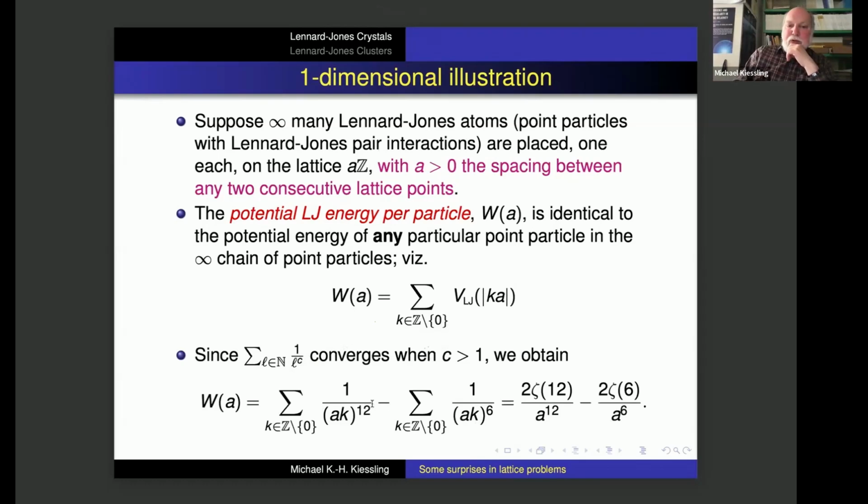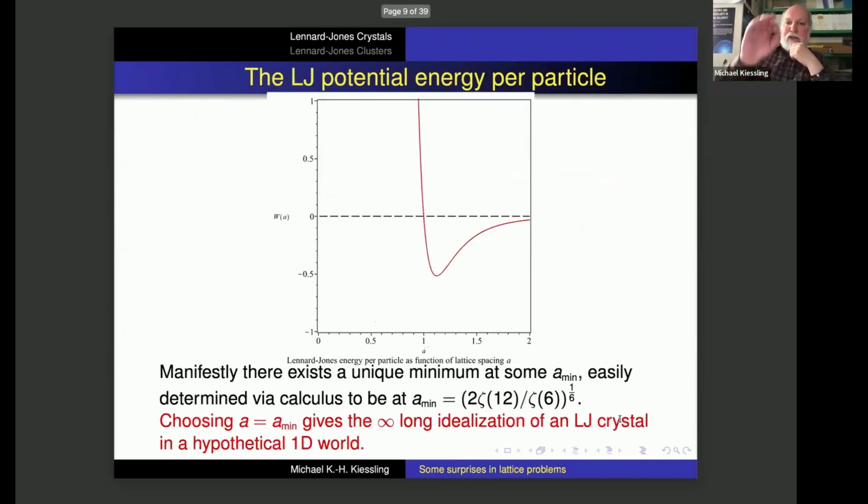You can just work that out, and by scaling the A comes out. You get 1 over A to the 12 in the first sum, that's the repulsive term, and then 1 over A to the 6 in the second sum, and the rest is just a Dirichlet series of the zeta function over some particular real values. The factor 2 is because you're summing over the integers except 0, so it's like twice summing over the natural numbers. So 2 times the zeta function of 12 divided by A to the 12, minus 2 times the zeta function of 6 divided by A to the 6. And here it is. That's how this beast looks.